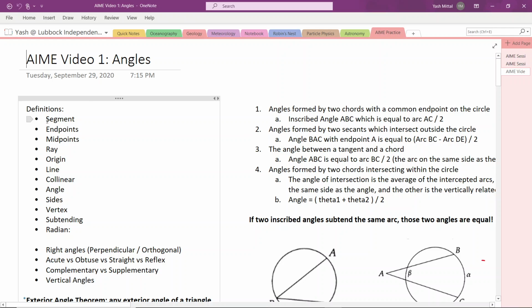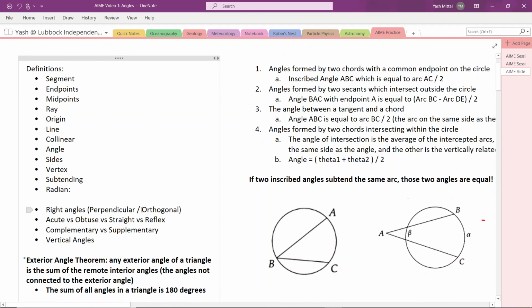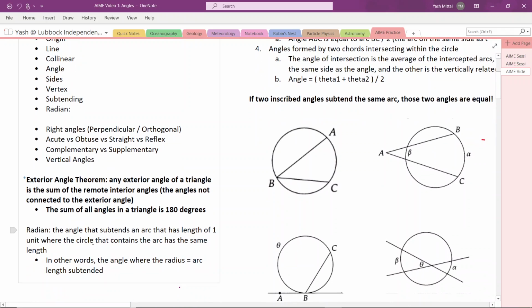So before we go, you need to be able to understand what all of these things are, from segments, endpoints, midpoints, and subtending, to a radian. Also, you need to understand what these types of angles mean: right angles, which are also called perpendicular and orthogonal, acute versus obtuse, complementary versus supplementary, and vertical angles. I'll explain this stuff a little bit later, but one thing I want to discuss is a radian.